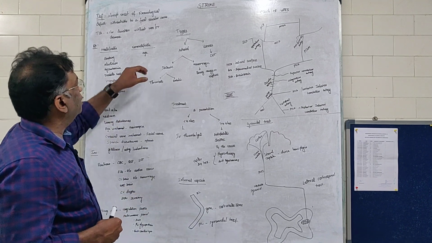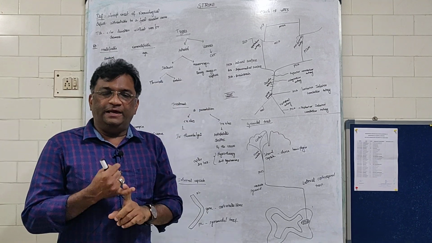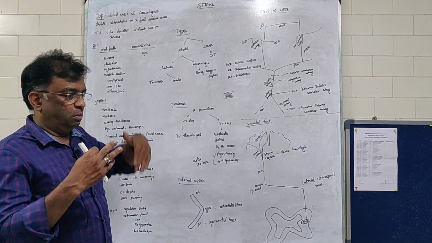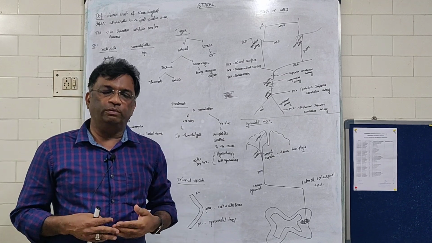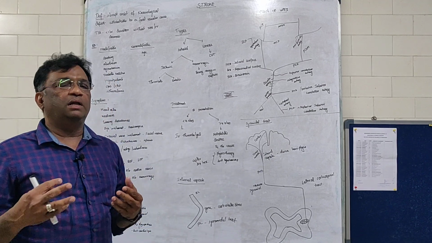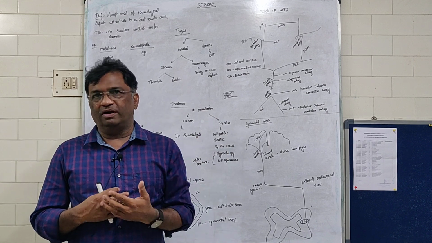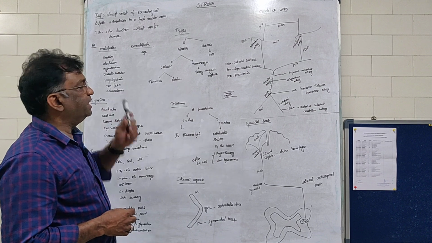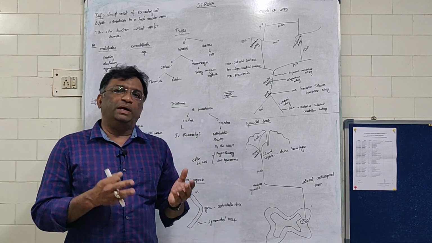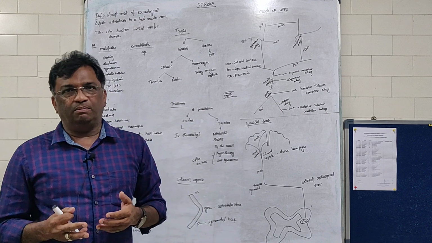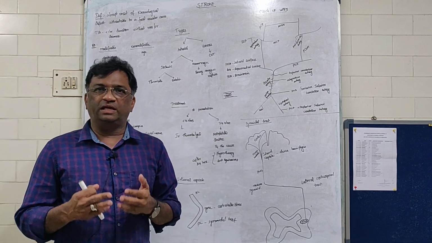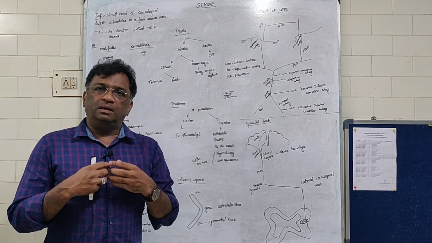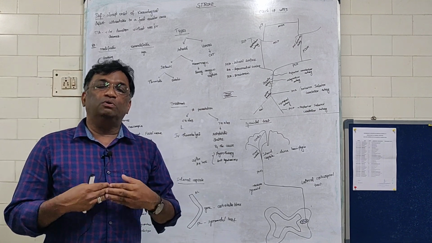Non-modifiable risk factors are age and sex. As you grow older, the chances of getting a stroke are very high. Similarly, males are more prone to develop a stroke than females. But you have to remember that up to the age of 75, the chances of a male getting a stroke are higher than a female. After 75, the female generally catches up and the incidence is equal. And also remember, if a female gets a stroke, it's generally more severe and fatal.